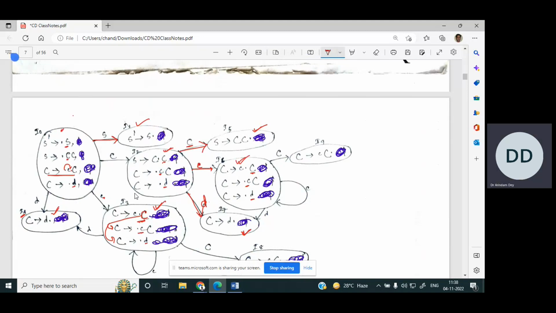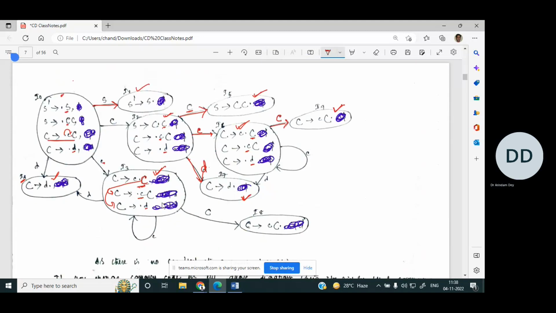Correct. Now from here we are moving over capital C. Here we landed in the I9 state. Single production. No problem. Here from the I3 state, when we are moving over capital C, this is the I8 state. Here also single production. So all the states do not contain any sort of SR conflict or RR conflict.